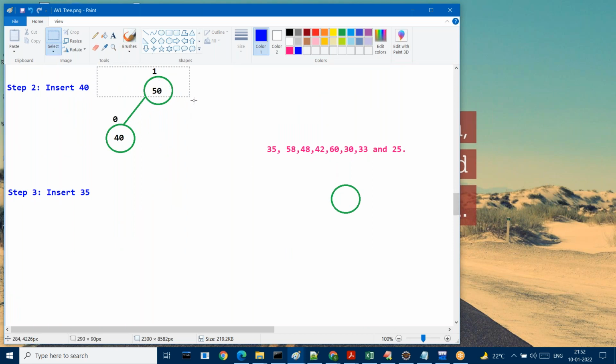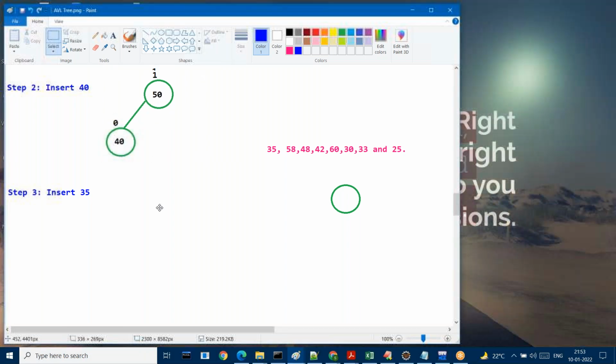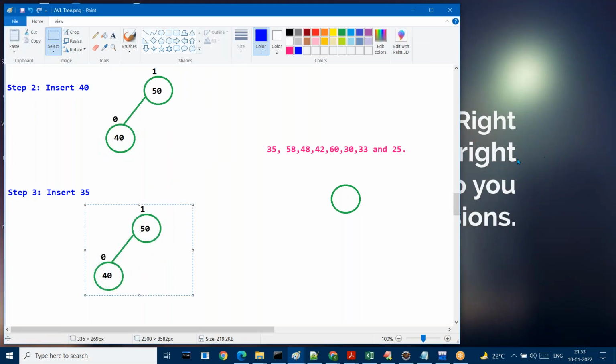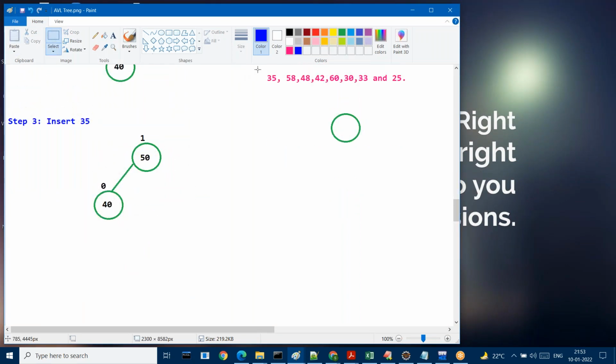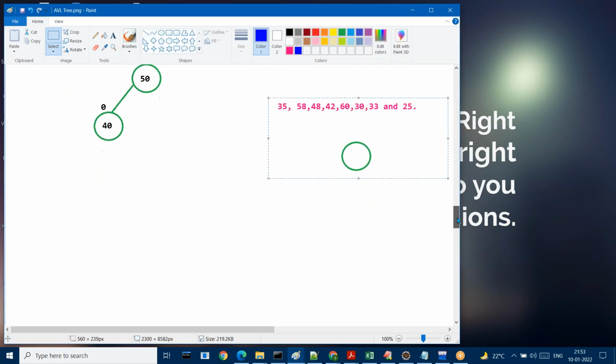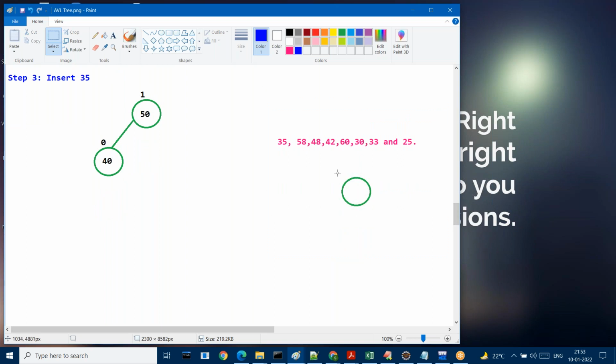Binary search tree insertion now. Let me copy this tree. 35. Very simple, sir. Where will it be inserted? Sir, to the left of 40. Where will it be inserted, guys? To the left of 40.